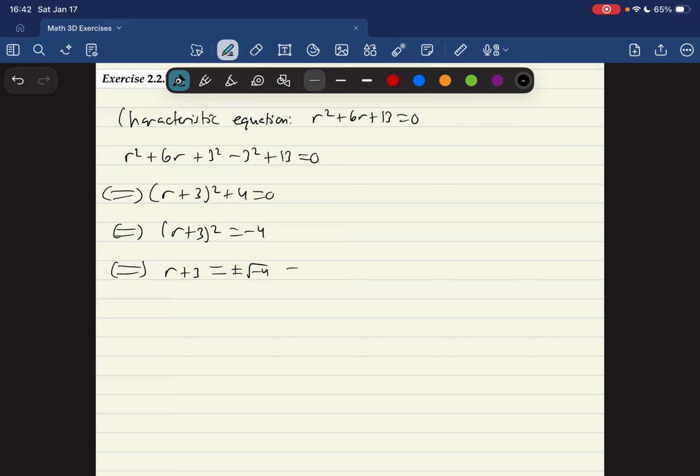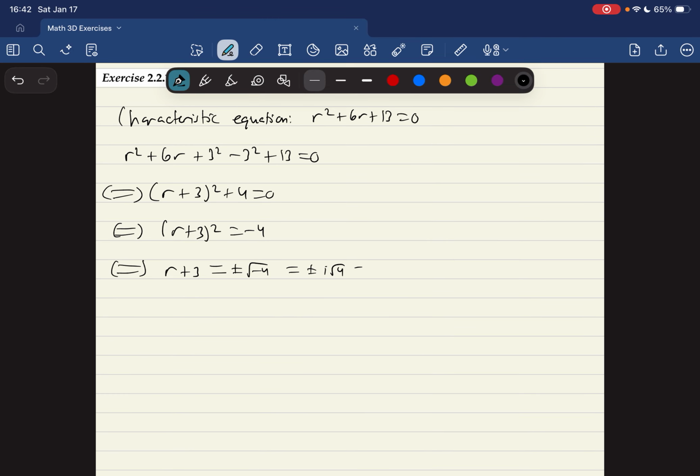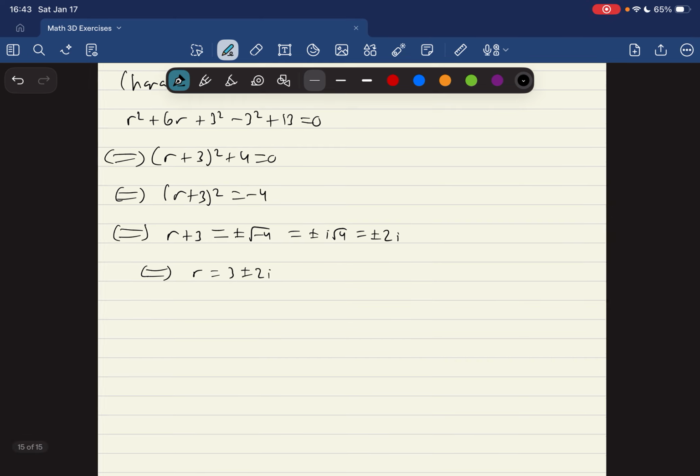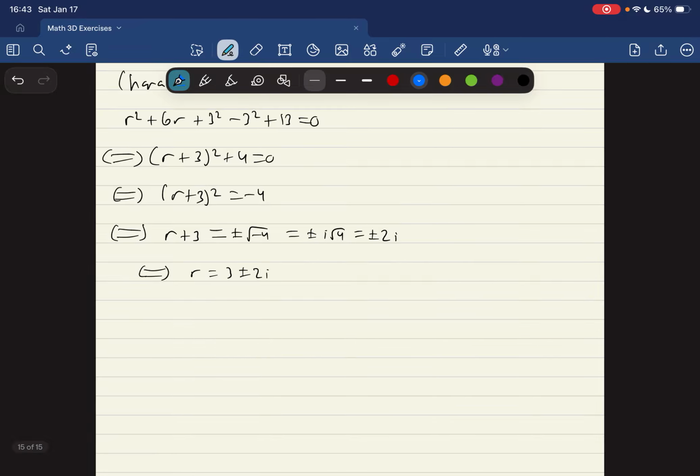And this is imaginary, so we need to write this as plus or minus i root 4, which is what happens because we take the square root of negative 1. And this in turn is plus or minus 2i. And so we have r is equal to 3 plus or minus 2i as our roots. Once again, as an alternative, let me illustrate the same procedure with the quadratic formula.